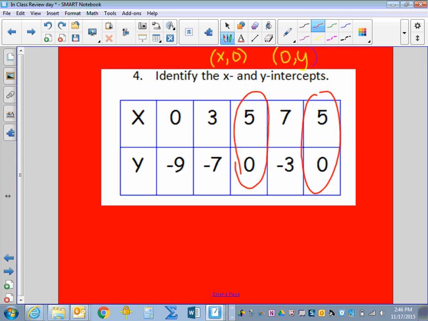Right now I'm looking at just my x-intercept. My x-intercept is 5, 0.